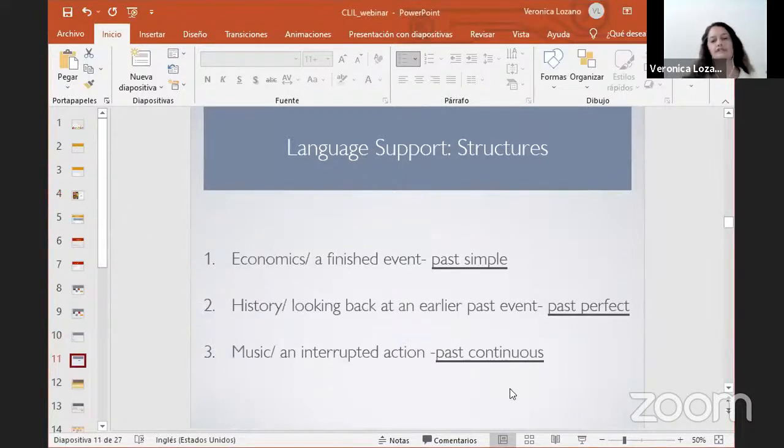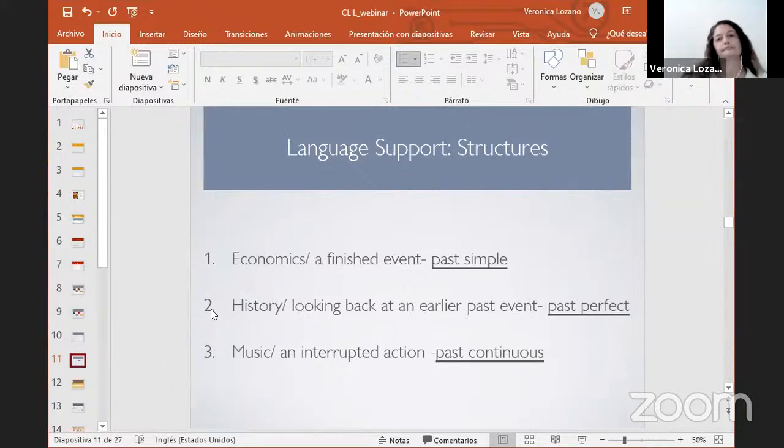So the first sentence, as we already mentioned, economics, a finished event, past simple. History, looking back at an earlier event or past event, that would be past perfect. And then music, past continuous, yes, but the meaning is an interrupted action in the past, okay?